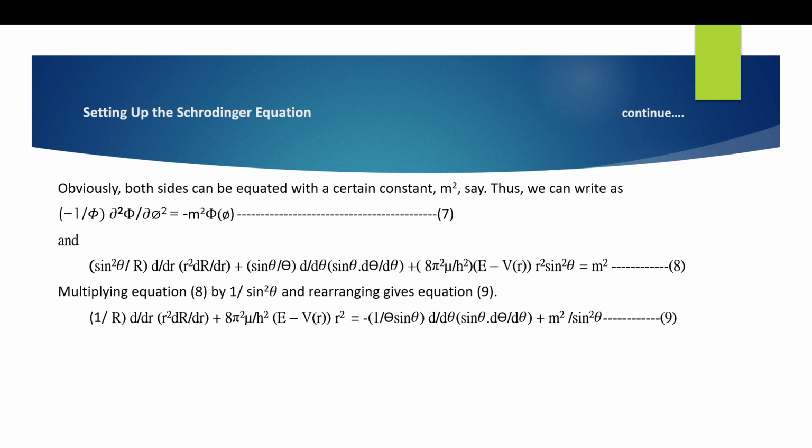Obviously, both sides can be equated with a certain constant, m square, for example. We can assume. Thus, we can write minus 1 over phi d2 phi over d phi square equal to minus m square phi of phi. Equation 7. Similarly, the left hand side part can also be set equal to m square. For simplification, equation 8 has been divided by sine square theta and rearranged. The result is equation 9. We put it over here.